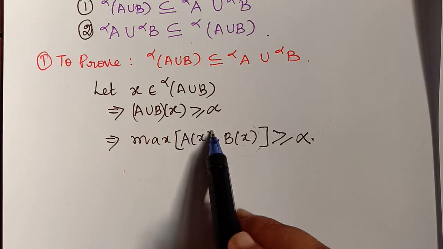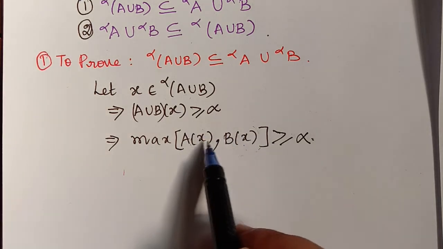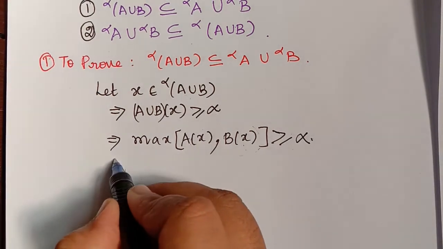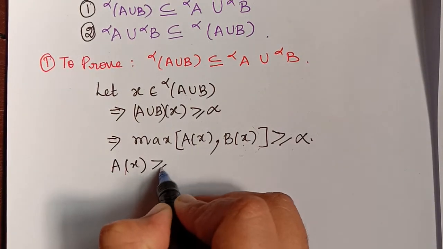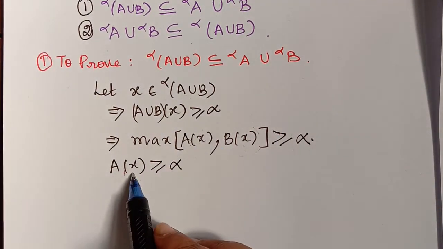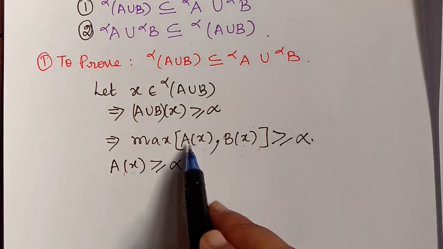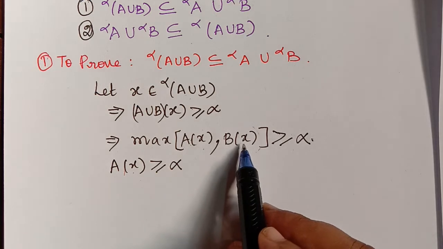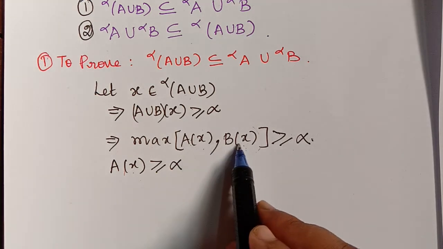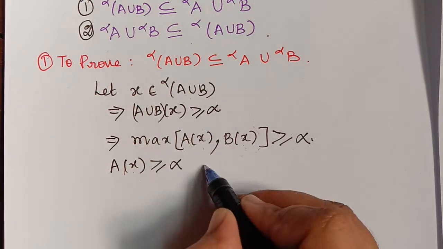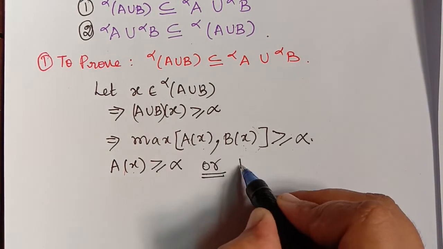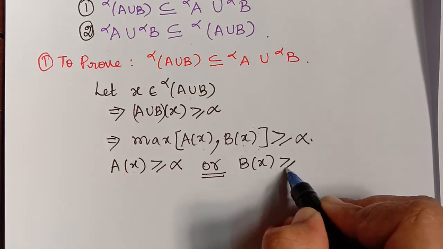So if A of X is maximum out of these two, then A of X will be greater than or equal to alpha. If not, if A of X is not maximum but B of X is maximum, then B of X will be greater than or equal to alpha. But both cannot happen at the same time, so we should use the word or here. So A of X is greater than or equal to alpha, or B of X is greater than or equal to alpha.